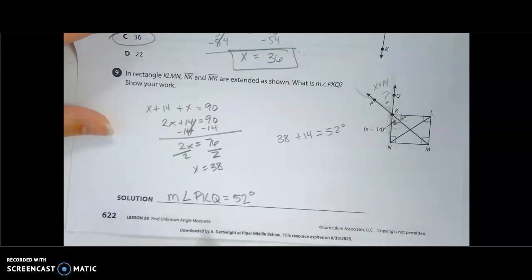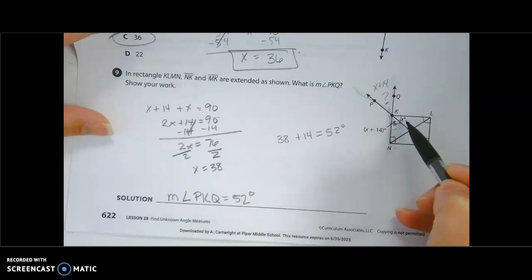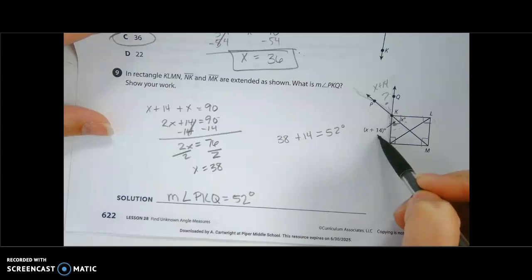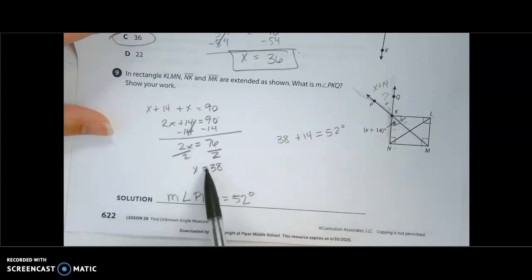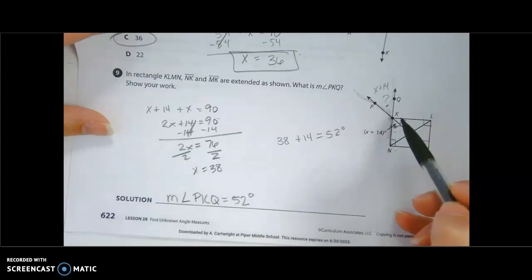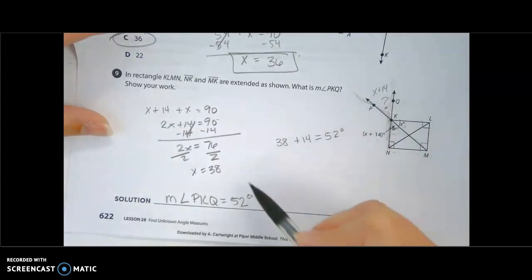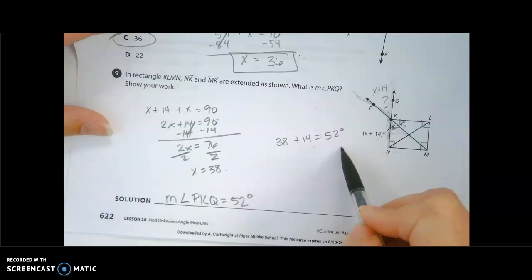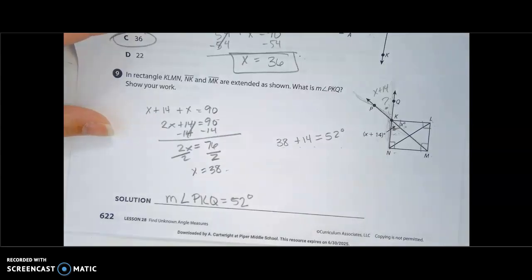Okay, so again, walking us through this one, how did I know to set it up equal to 90? Because a rectangle has 4 right angles, so I knew that this angle and that angle had to add up to 90 degrees. So that's why I did x plus 14 plus x. Solve for x. Now, because these are vertical angles, then I could say that if this one's x plus 14, then this one's x plus 14. X is 38, so 38 plus 14 is 52. Therefore, PKQ is 52 degrees.